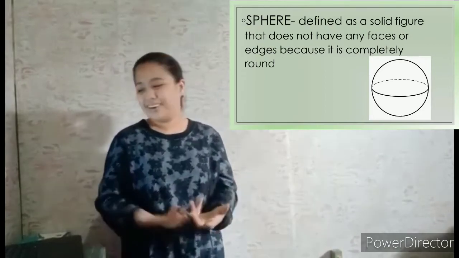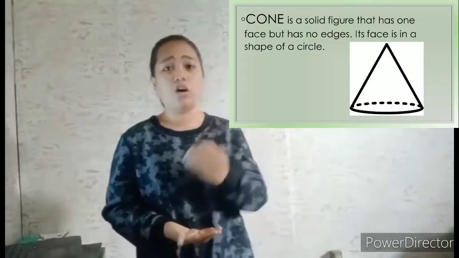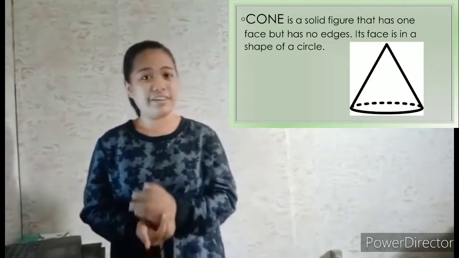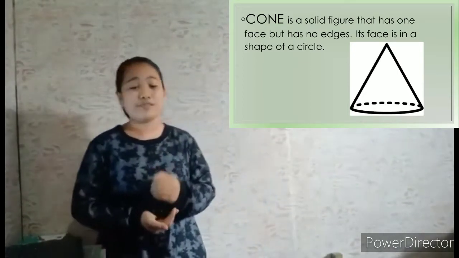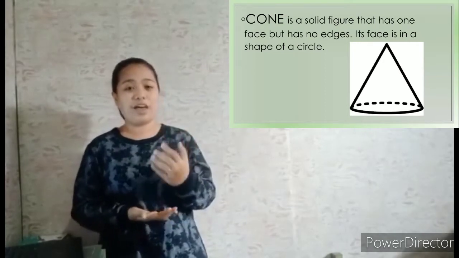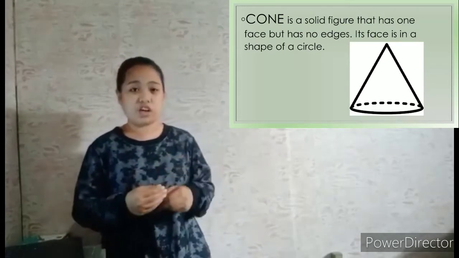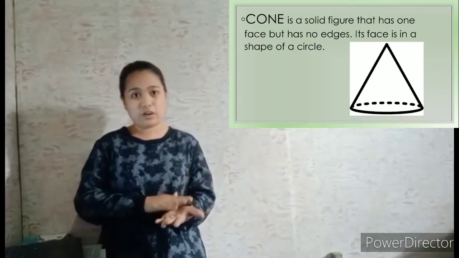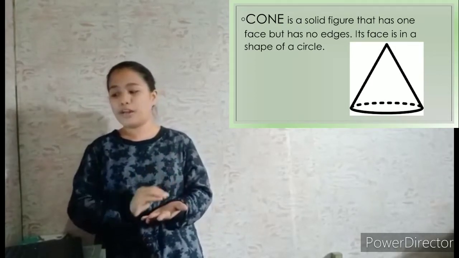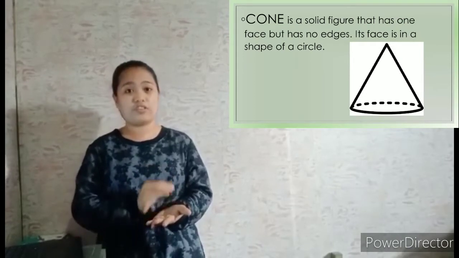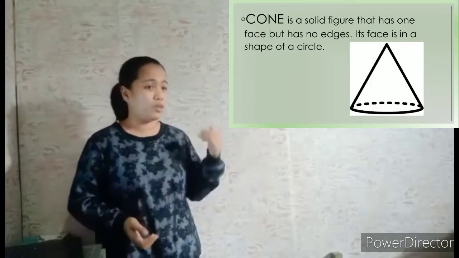It could be the one that boys use for basketball, or the one that girls use for volleyball. Okay, great. So the next one that we have is what we call a cone. So what is a cone? Yes, Jane? A cone is a solid figure that has one face but does not have any sides or edges. Its face is in the shape of a circle at the base. So again, a cone is a solid figure that has one face but no edges or sides. That is what we call a cone.